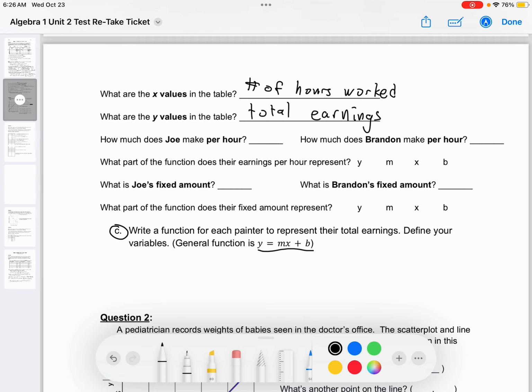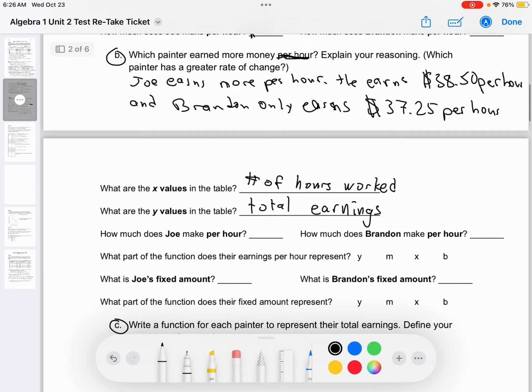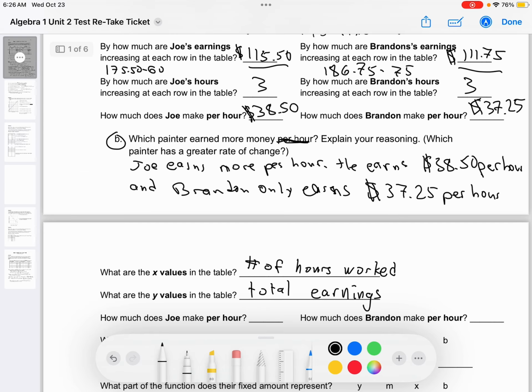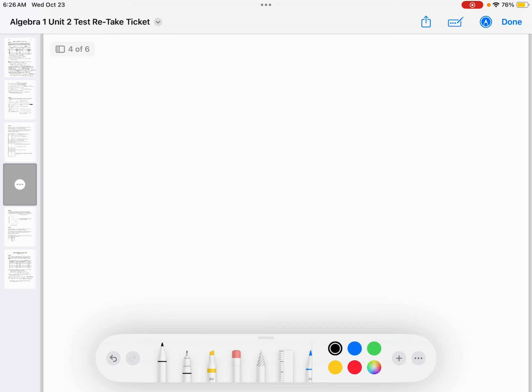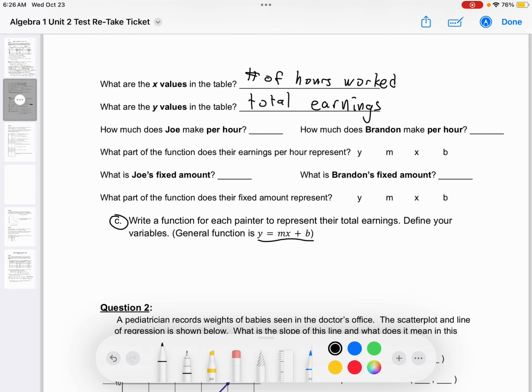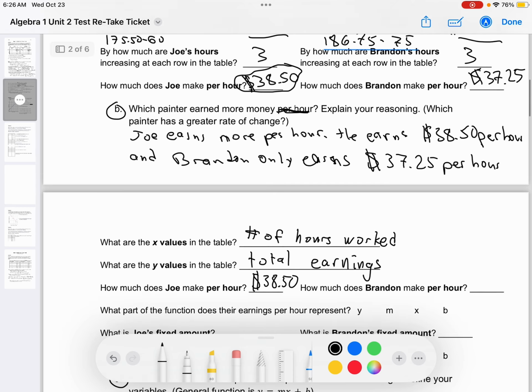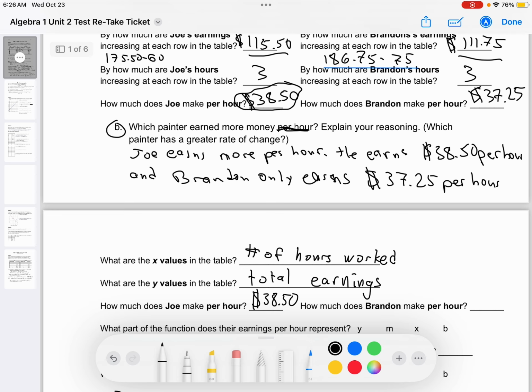Then it asks, how much does Joe make per hour? Well, we already found that, actually. This same question, we found that Joe makes $38.50 per hour. We already found that up here. And then same thing with Brandon. We've already found that Brandon makes $37.25 per hour.